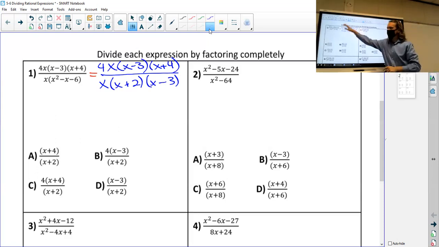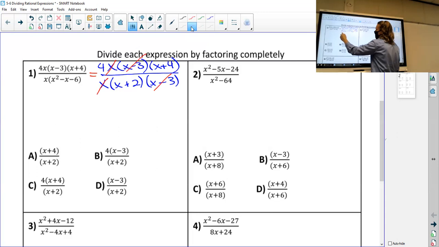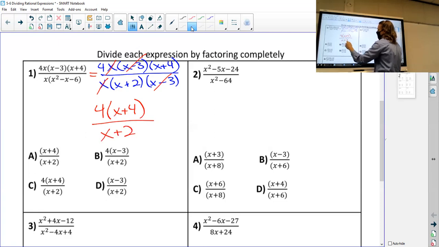Okay? So now once everything is factored as much as you can, we just cancel out anything they have in common. What do the top and bottom both have? An x. And the negative. Well, you've got to say the whole thing: x minus 3. So these x minus 3s will cancel out. Then we write down anything remaining. On top we've got 4x plus 4. On the bottom we have x plus 2. We can put in parentheses just for funsies. And that's answer C.